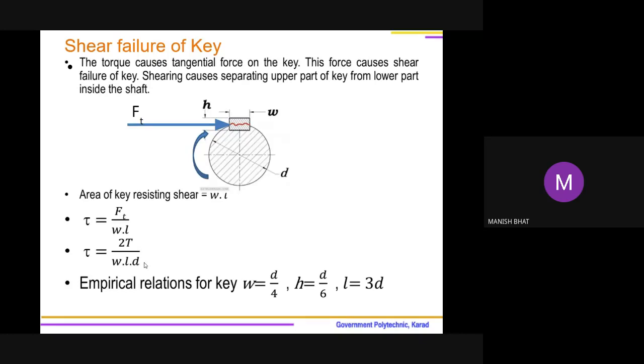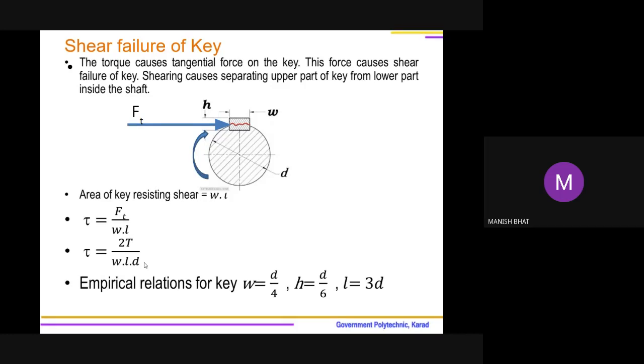What is the area resisting shear? Area resisting shear is the width of the key multiplied by the length of the key. The diagram is indicating shear failure of a key. So along the length, the key will get cut due to this tangential force. So tau is equal to Ft upon WL.